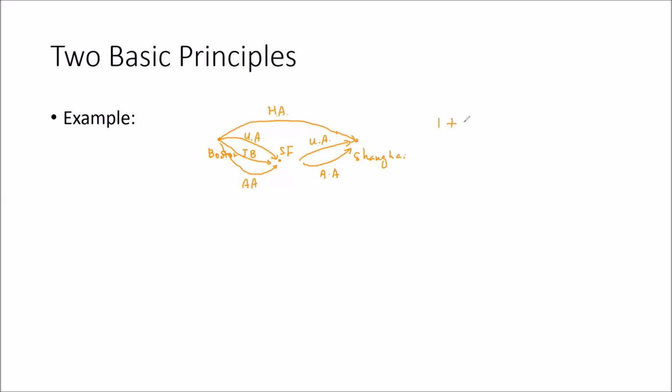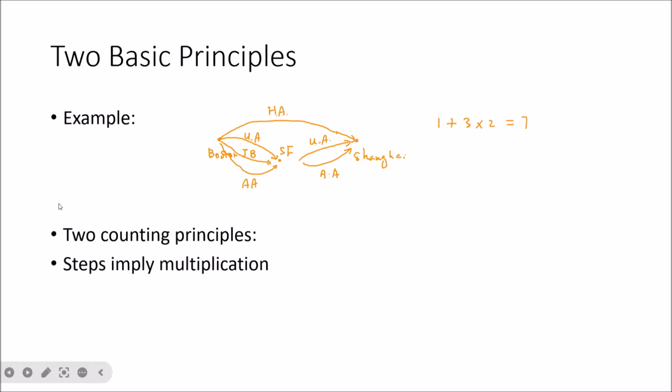Many people give the right answer: 1 plus 3 times 2, which is 7. Okay, that's the answer. This example shows 2 fundamental principles in counting. What I usually call them, in a very simple way of saying, is that if you have steps, you're going to multiply. And if you have different cases, you're going to add. Okay, so these are the basic rules.